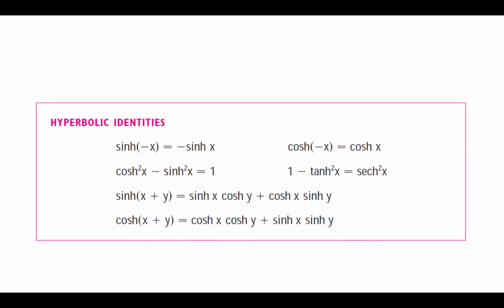So cosh squared x minus sinh squared x is equal to 1. I don't think we call that a Pythagorean theorem, but I'm not sure if we do or not there.